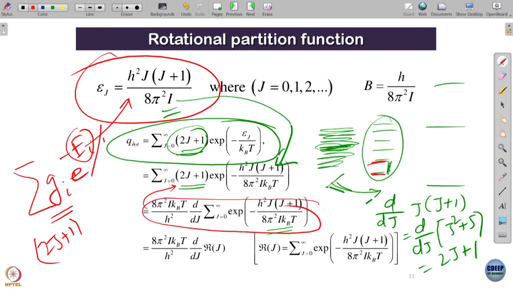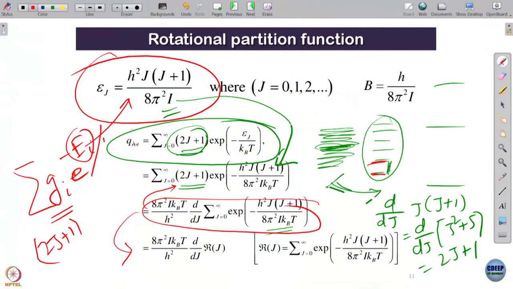I cannot evaluate this sum exactly, which is a pity, really a pity, but we cannot do it. Many times you will see some fairly simple things we cannot do. Maybe some of you can be smart and do a better approximation in this case, but we have not been able to. So then I can write 8 pi square I k_B T by h square equal to dJ rJ, and I define this function rJ as this quantity, because there is no point in writing it again and again.